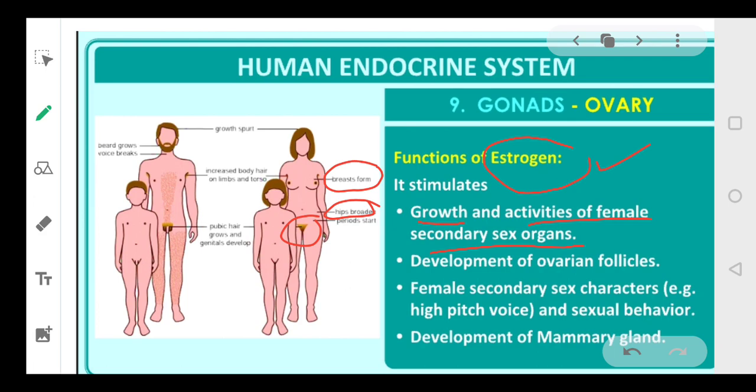Secondly, it helps in the development of the follicles. Now in the previous slide, dear students, we have seen the different follicles present in the ovary in different phases of growth. This development is being caused by the estrogen hormone, right? And there is a development of the mammary gland, as I told you, development of the breast. Inside these mammary glands, production of milk will start after the delivery of the child. So who is responsible for all these changes? Everyone, can you name the hormone? Yes, the hormone is estrogen.